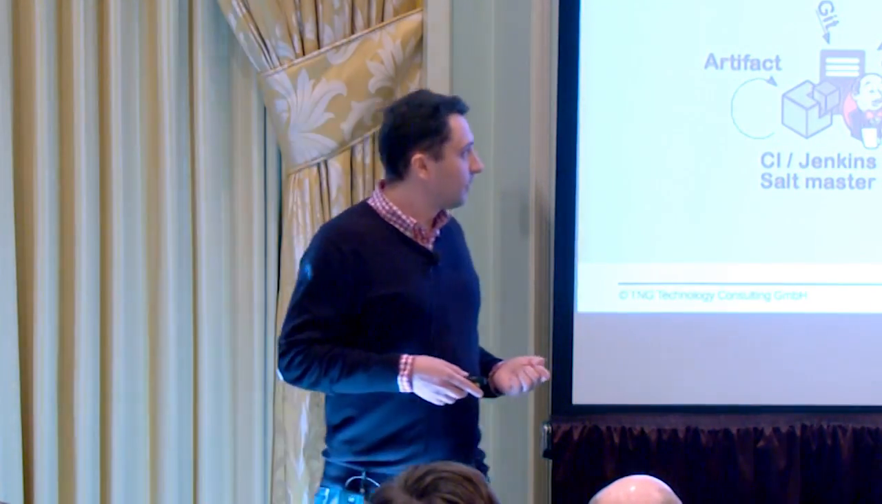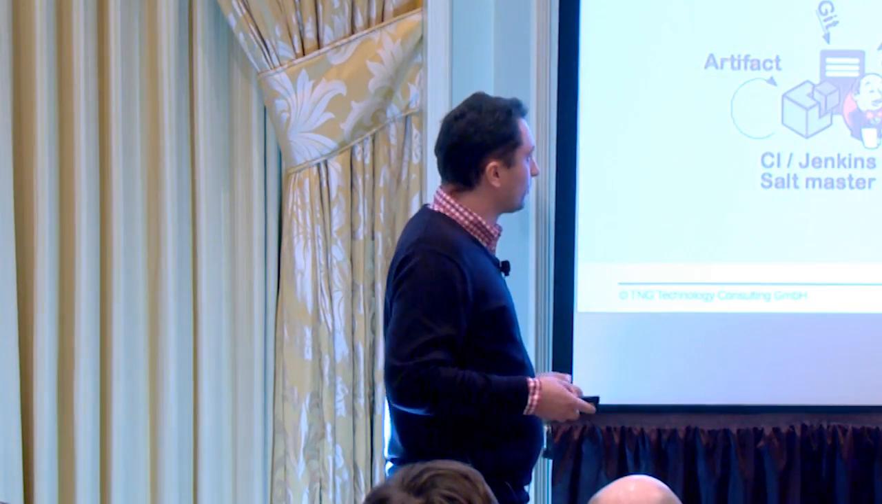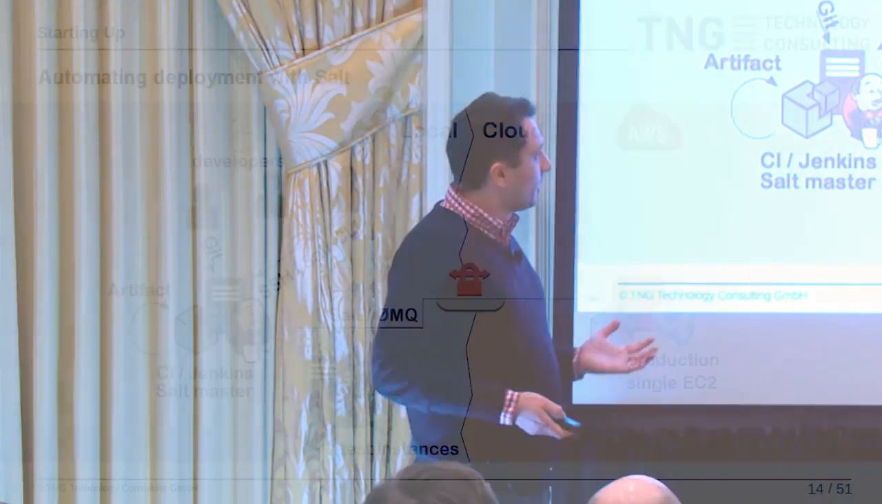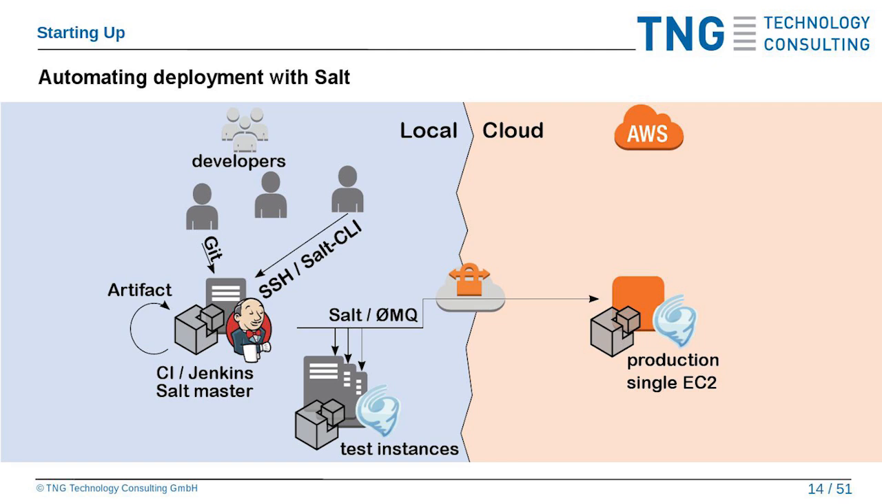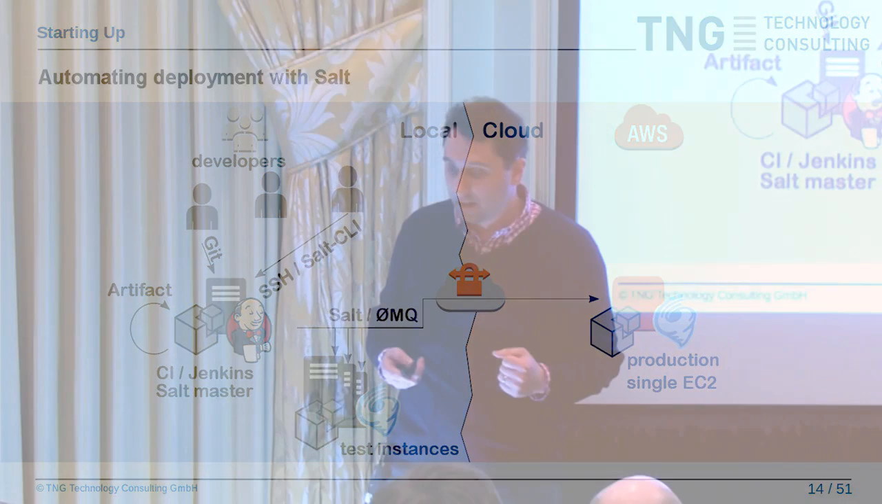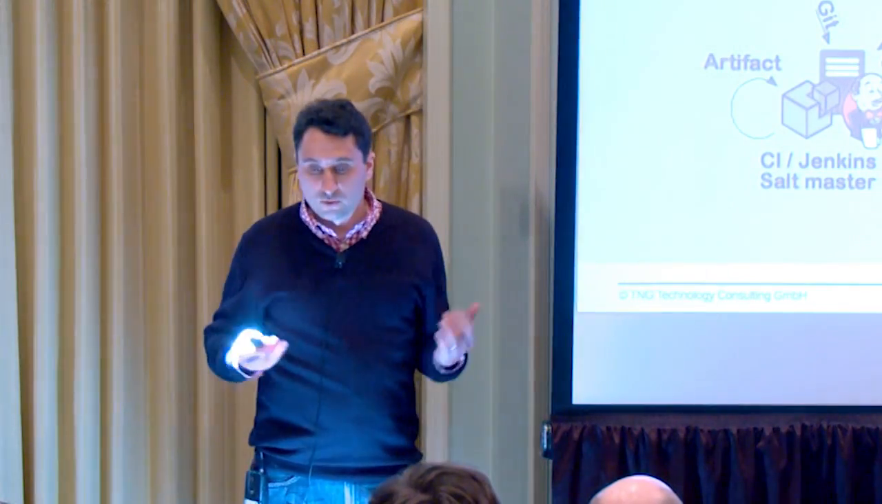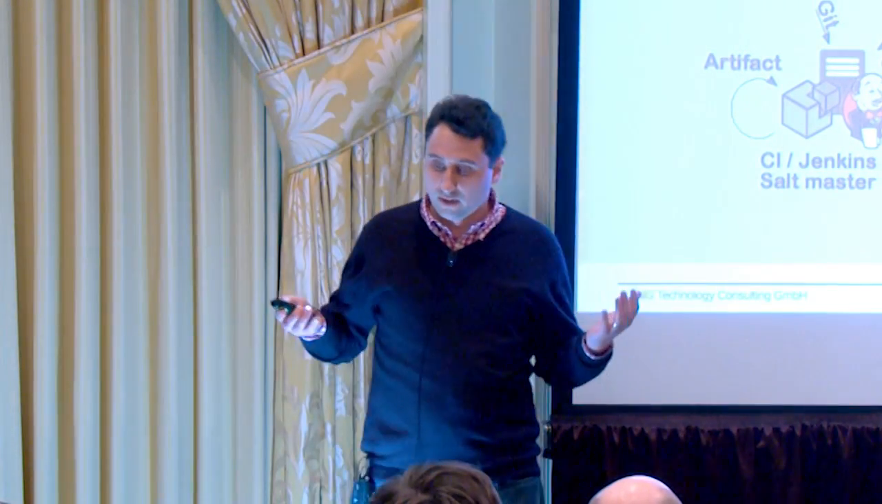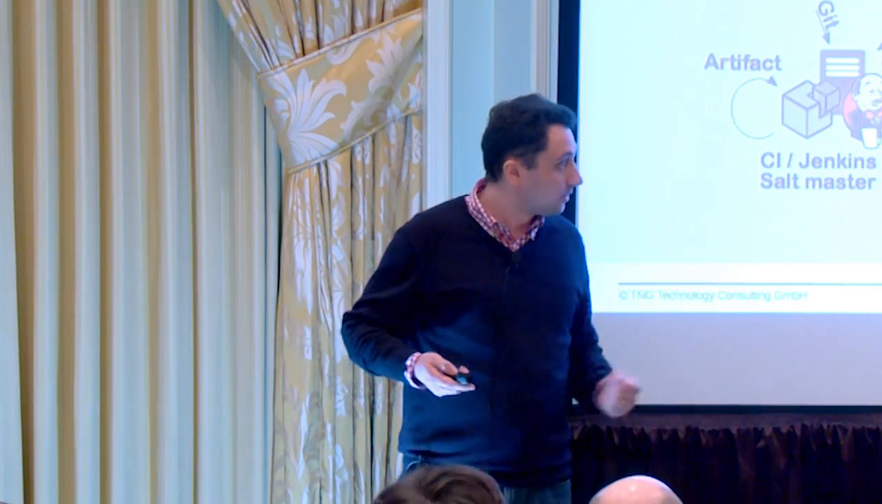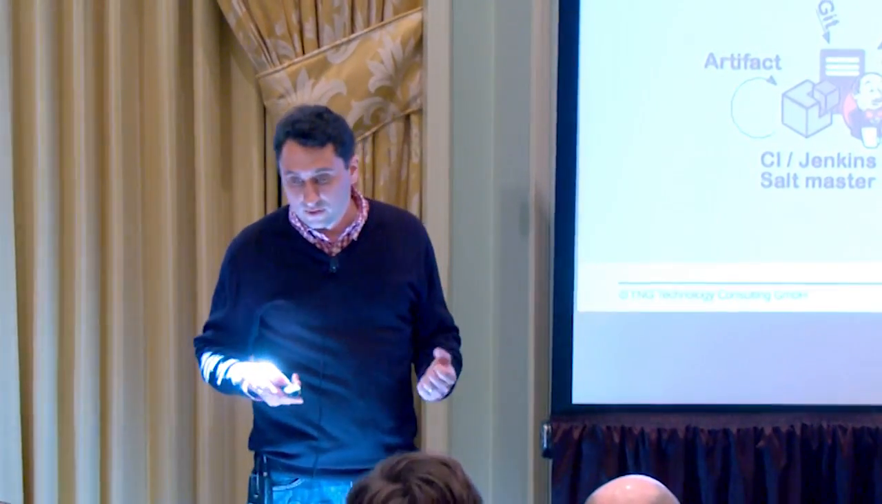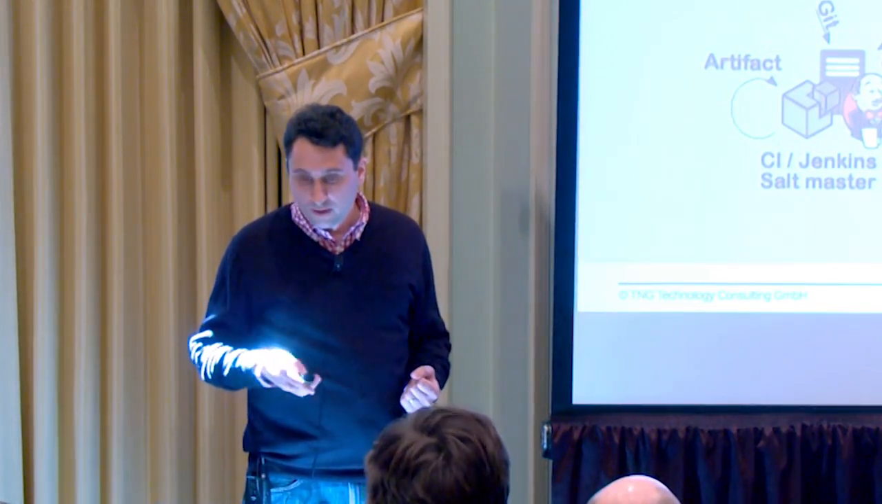Yeah, so this is how our infrastructure looked after having introduced Salt. So not much has changed. The artifact stays on the CI machine, and instead of having the developers manually connecting to the machines, they connect to the CI machine and use the Salt CLI from that machine to deploy on a test instance or the, at that time, single production machine instance in AWS.